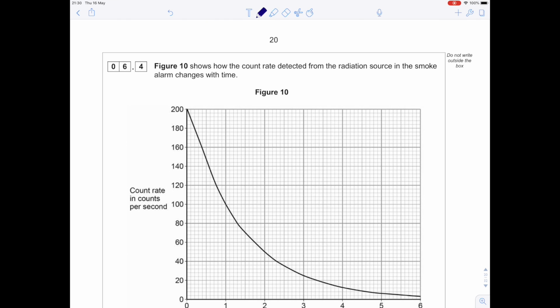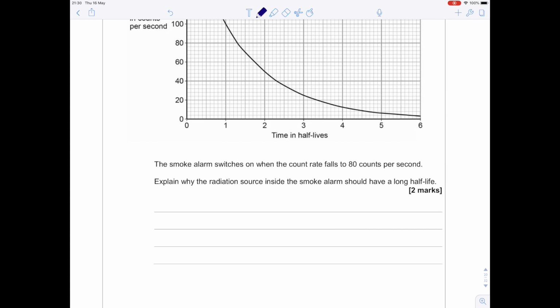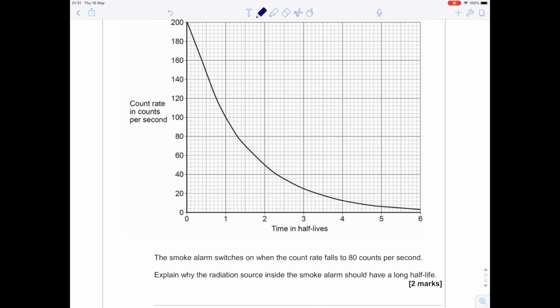Figure 10 shows how the count rate detected from the radiation source in the smoke alarm changes with time. The smoke alarm switches on when the count rate falls to 80 counts per second. Explain why the radiation source inside the smoke alarm should have a long half-life. This is quite an annoying question because annoyingly they won't accept the answer, which would be so you don't have to replace the source within the smoke detector. I don't know why, that seems a very valid reason.